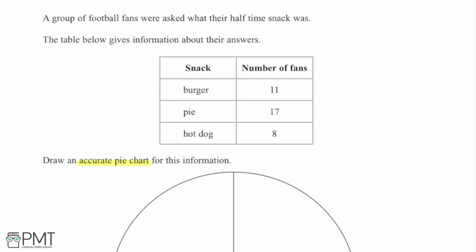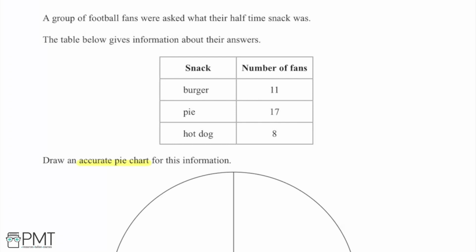Now, in order to draw this pie chart, we're going to have to work out what angle is going to represent each snack within the pie chart, and these are going to have to sum to 360 degrees because there's 360 degrees in a circle. So in order to work out the size of each angle, we need to work out how many fans, for example, choose burger in proportion to the other snacks. So how many choose burger out of the total number of people, and that's going to be the angle that represents those that choose burger.